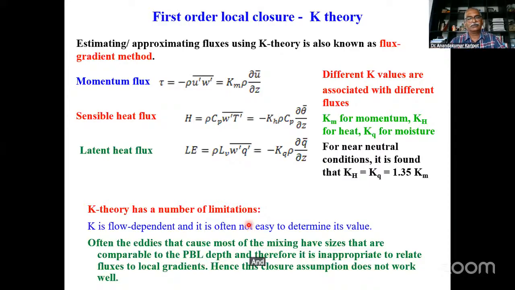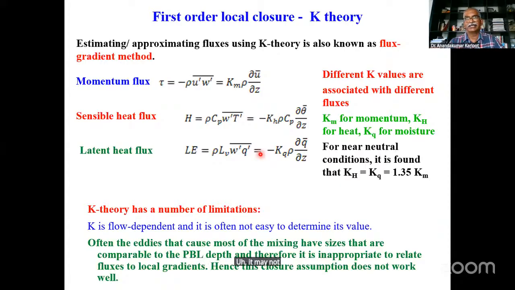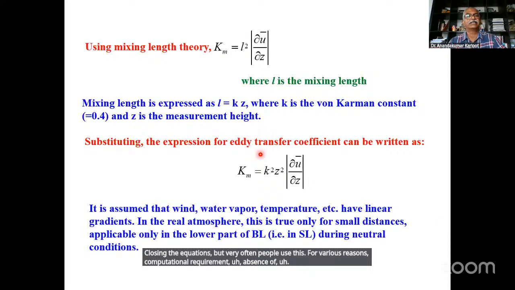And then the eddies that cause the fluxes are not necessarily small in size. Many of them will be very large. If you use these local gradients to calculate the fluxes, it may not make sense. There will be counter gradients contributing to the fluxes, which we will not be incorporating here. So all that matters. K theory is not a foolproof way of approximating or closing the equations, but very often people use this approximation for various reasons: computational requirement, absence of input data, things like that.